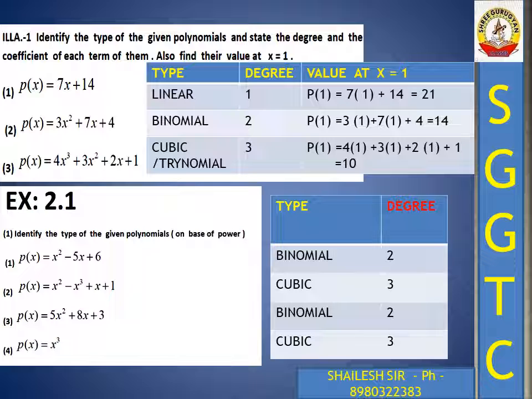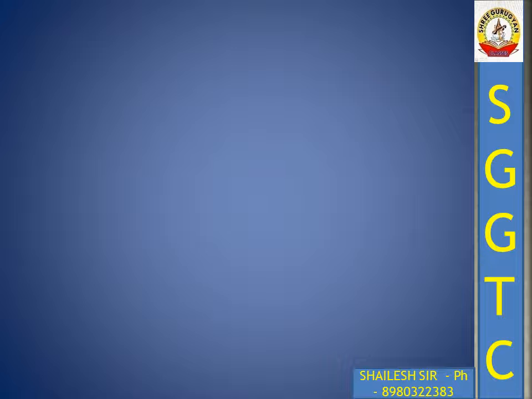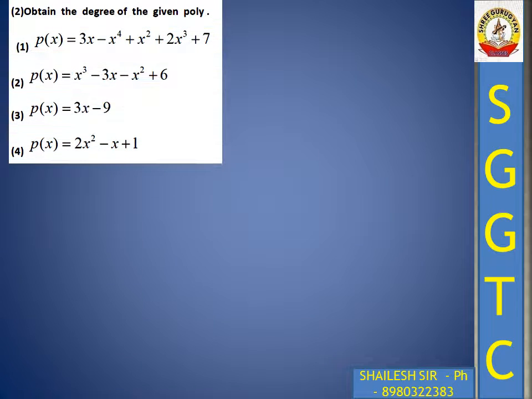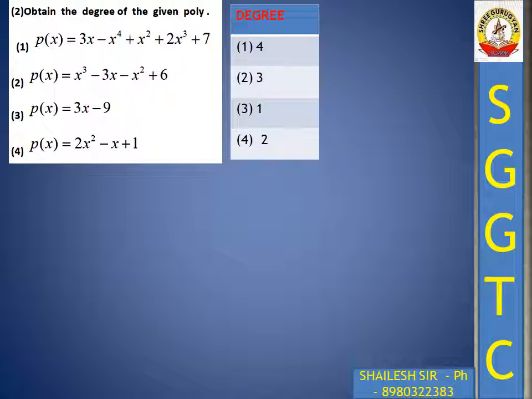This is the basic concept for degree-wise coefficients value. Okay, now let's continue to the next one. One more extra example. Obtain the degree of the given polynomial. Students, degree means nothing but the highest power of the given polynomial. That is called only and only degree. So see in the first question, what is the highest power? The highest power is 4. So my degree is 4.